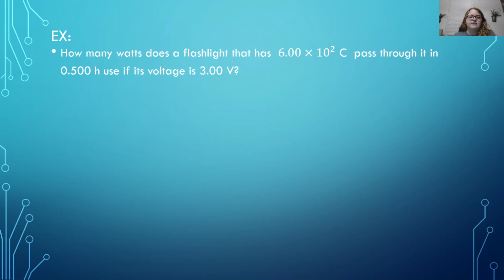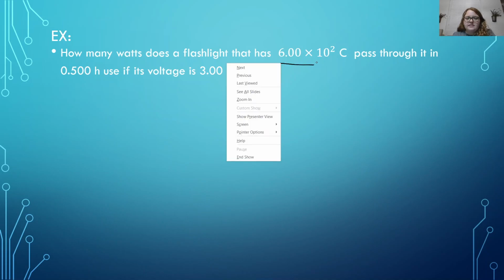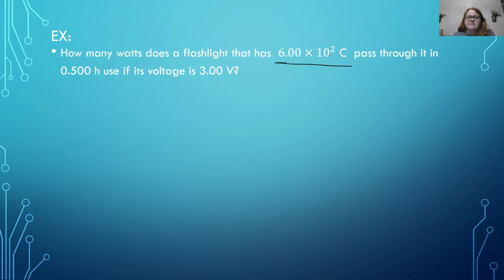How many watts does a flashlight use that has 6 times 10 to the 2, or 10 squared, coulombs pass through it in 0.5 hours, or half an hour, if its voltage is 3 volts? This one seems a little bit more complex, but we can do this. We have time, or delta T, our charge, delta Q, and our voltage, V. And we're looking for watts, so we're looking for power again.